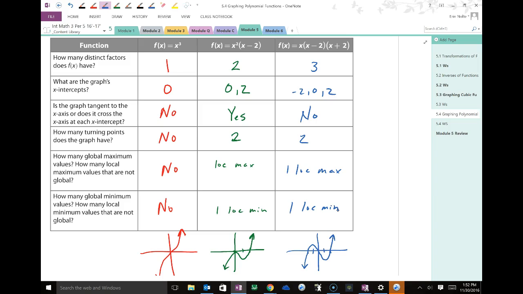So, have we figured out what makes a John Travolta yet? Well, we know what a John Travolta is, but what if I just threw out some random function, would you know that it looked like a John Travolta? No.